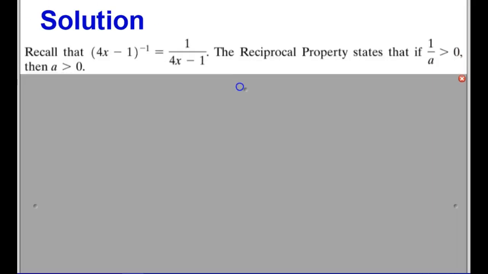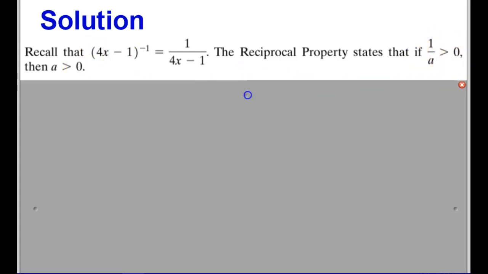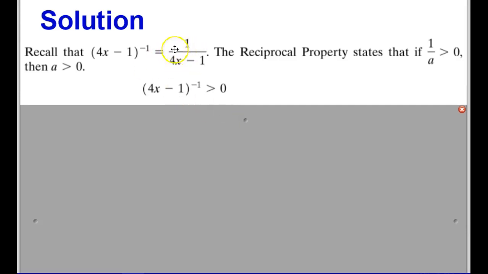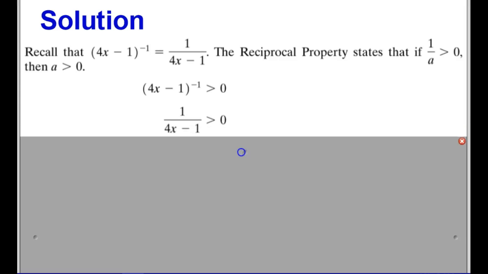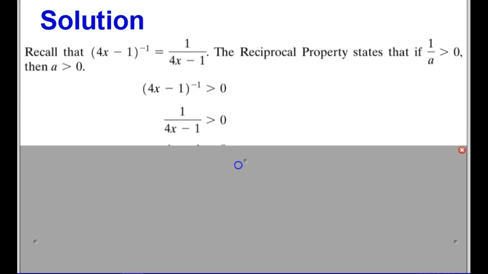Okay, so I've got 4x minus 1 to the negative first. And whenever I see that negative exponent, remember that I have to then have the reciprocal of my expression. So I move it to the other side of the fraction. So I notice here that if 1 over a is greater than 0, then a is also greater than 0. So that helps me. So I know a, which was my denominator here, is going to be greater than 0. Again, just written out.